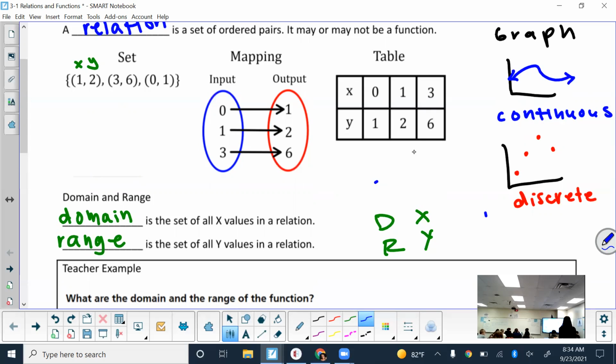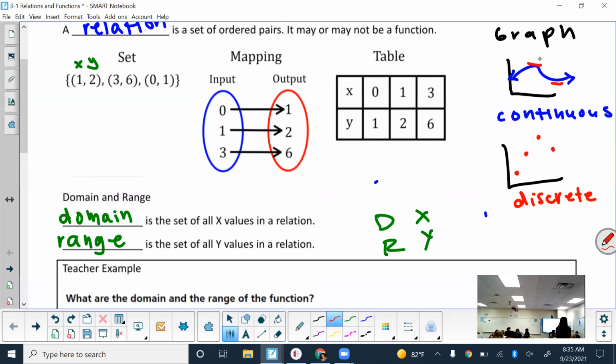Because when I look at my X's, this way and that way, it goes on infinitely, right? So it's all real numbers. For my Y's, for my range, that's the up and down axis, right? The Y to the sky. Well, it looks like my highest point is here, and my lowest point is here.